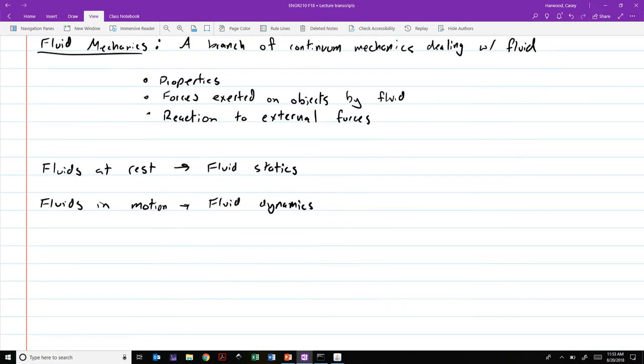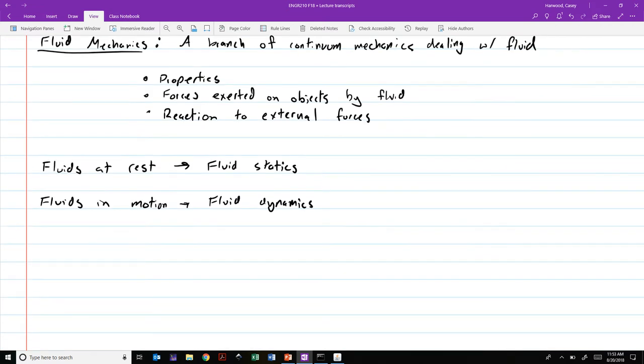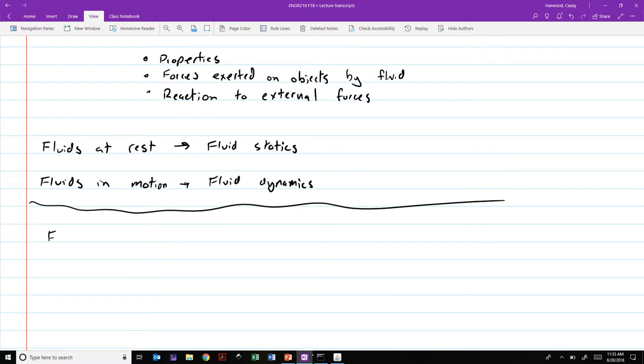Okay, so I mentioned here fluid mechanics is a branch of continuum mechanics. Continuum mechanics really has solid mechanics and fluid mechanics. Those are the two main divisions. All right, so fluids versus solids. Let's work out kind of what they share in terms of characteristics and how they differ.